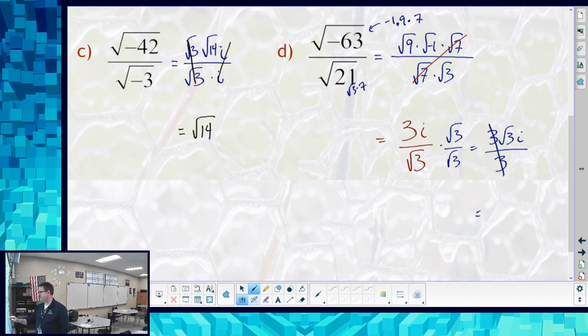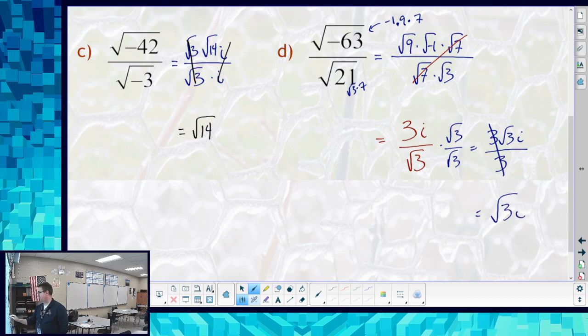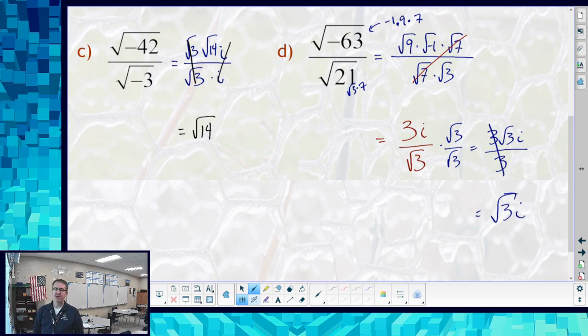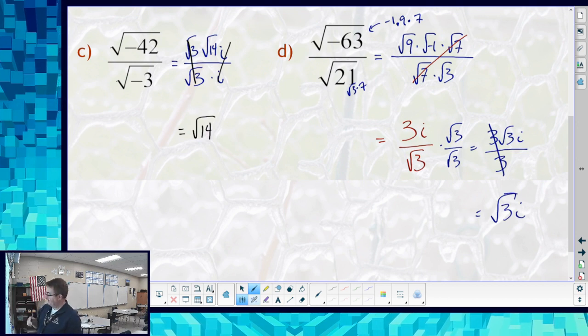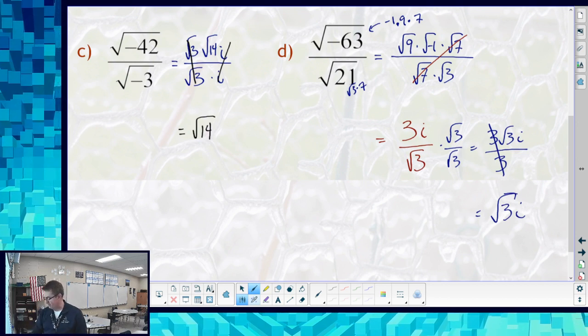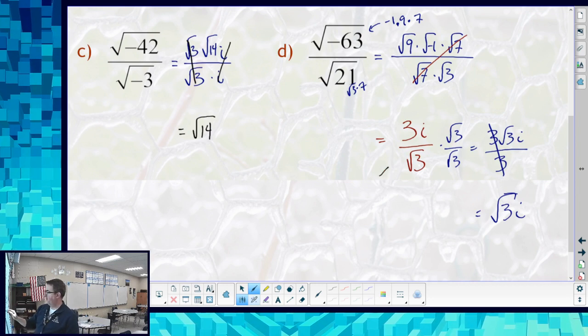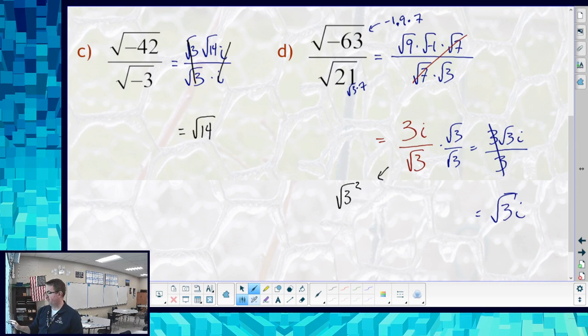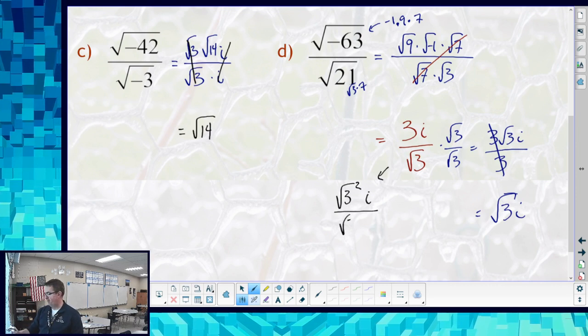3's divide out, so my answer is just going to be root 3 i. Make sure the i is not underneath the radical. Some people will ask something along these lines where they would say, well, wait a second, Mr. Hayes, I know root 3 can go into 3 because that's just going to be root 3 squared. And that would be perfectly acceptable.